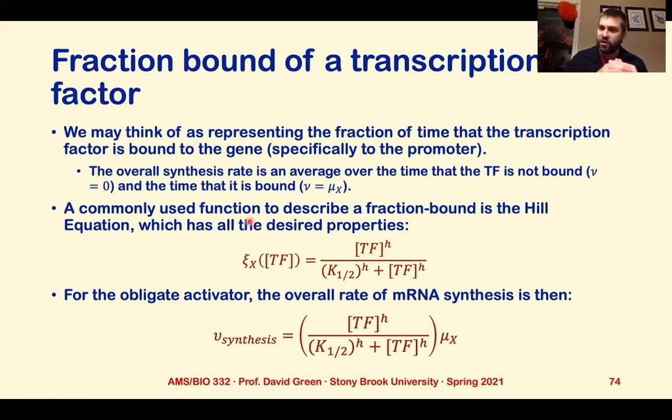If it's bound all the time or almost all the time, then the overall synthesis rate will be very close to that maximal rate. If the transcription factor is almost never bound, then the overall rate will be very close to zero. If the transcription factor is bound about half the time, then the overall transcriptional rate will be about half the maximal rate.